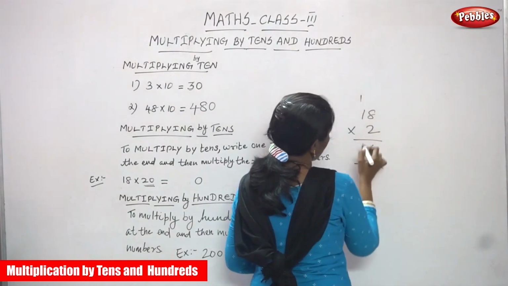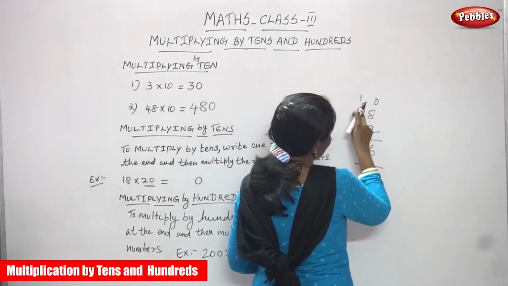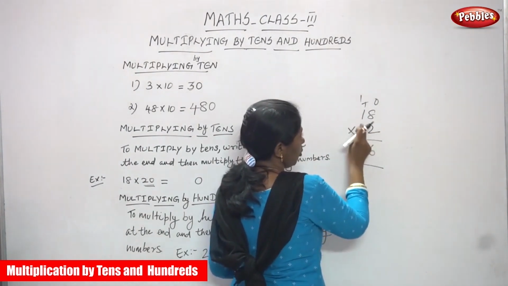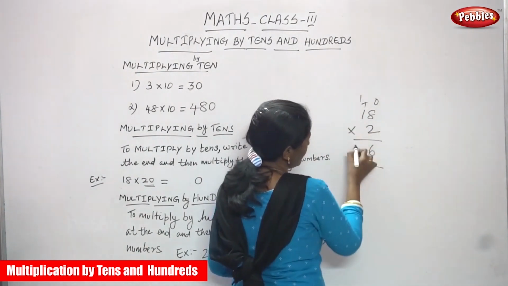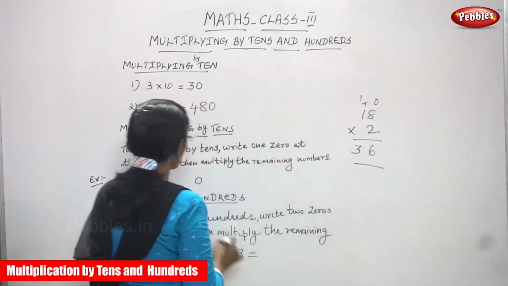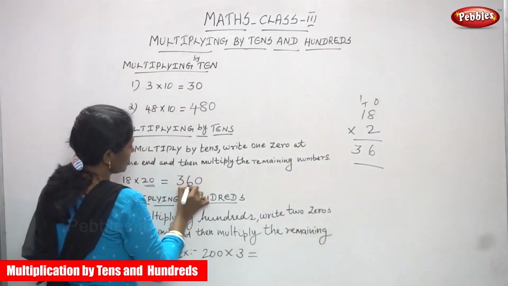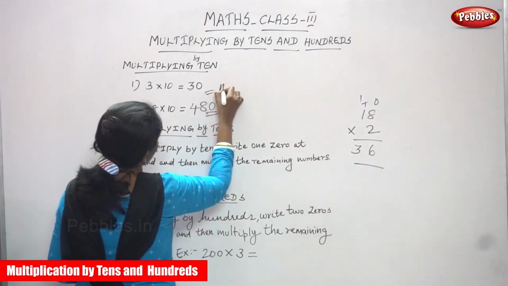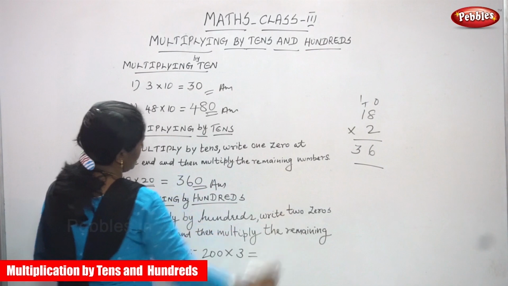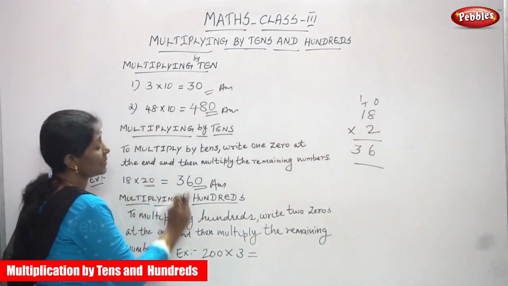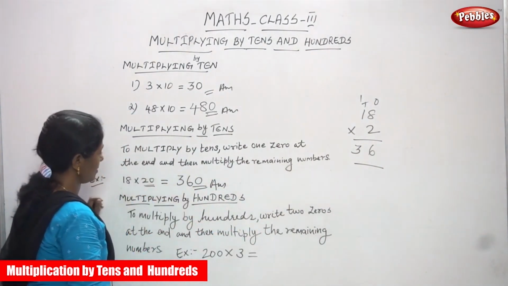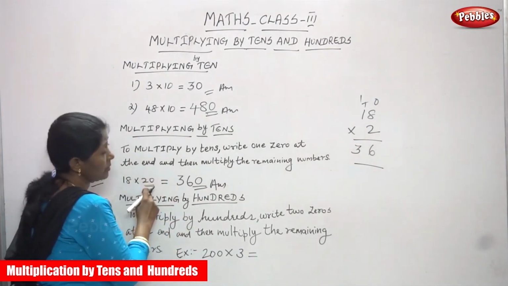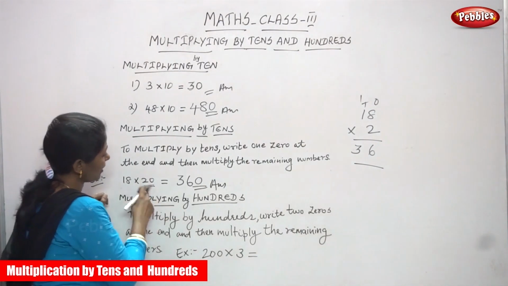The carryover goes to the tens place. So 2 1s are 2, and 2 plus 1 is 3. The answer is 36. So you must write 3 6. The answer is 360. This is the right answer for the question. 18 into 20, that is 360, is the right answer. I'll repeat once again. Multiplying by tens means, this is 20, this is 2 tens, that is 2 into 10, you can get 20.